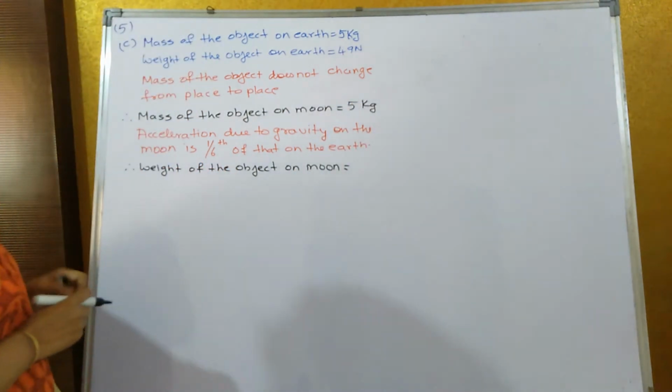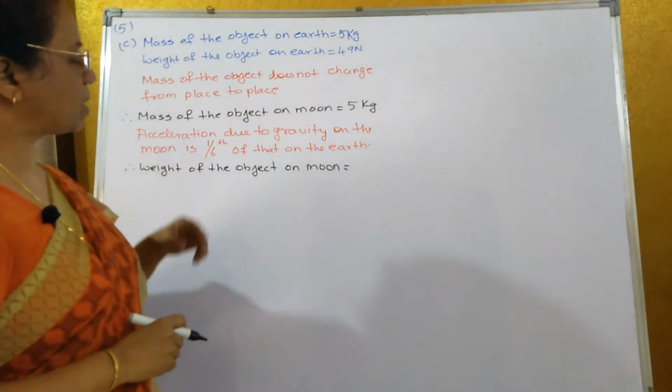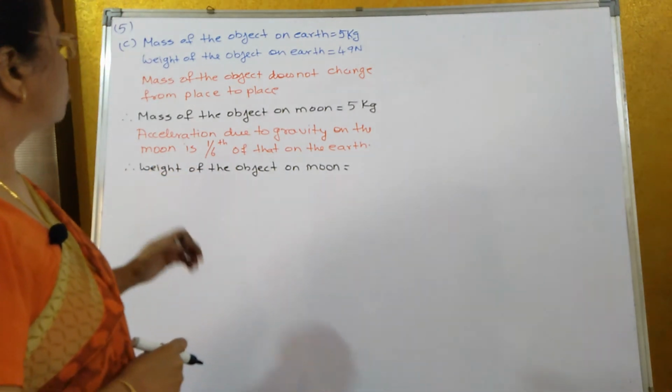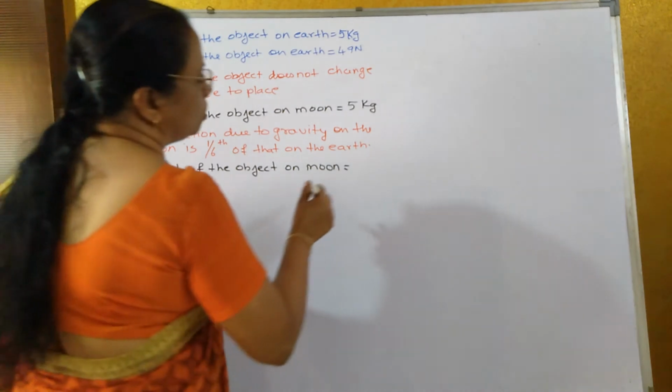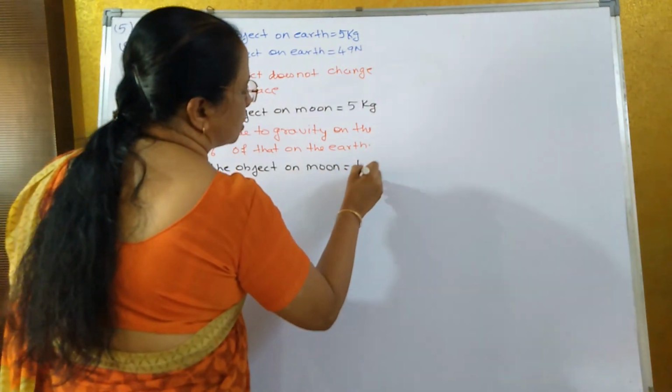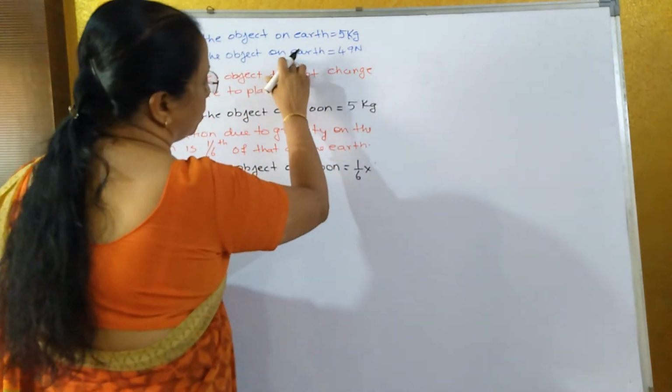Now they have given acceleration due to gravity on the moon is 1/6 of that on the earth. So what will be the weight of the object on the moon? That will be 1 upon 6 into, what was the weight on the earth? 49.